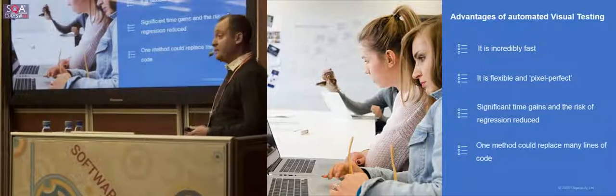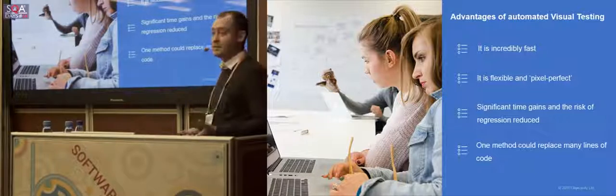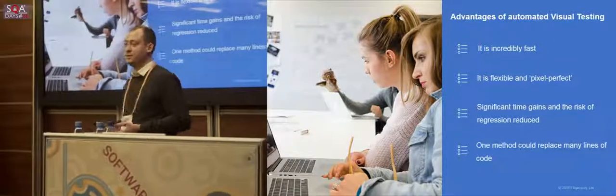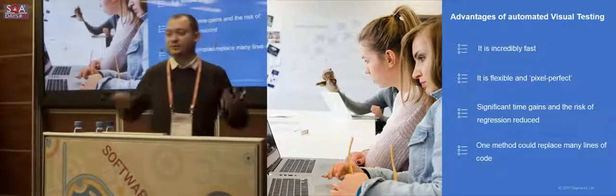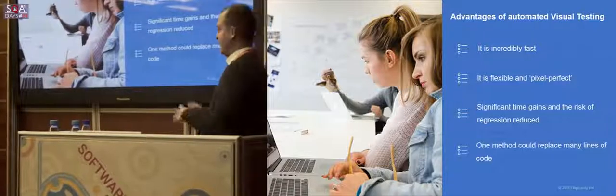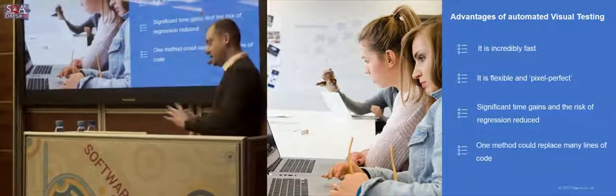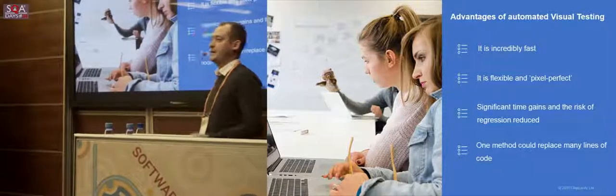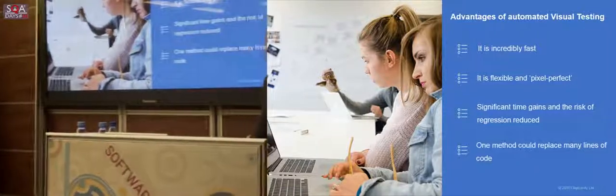Visual testing is flexible and it's pixel perfect, so it can validate each of the pixels on the page, which, I think, for a human is very difficult: to see each of the pixels and validate that everything on the page is correct and visible and all the colors are right. So that's why it's also a very good thing.